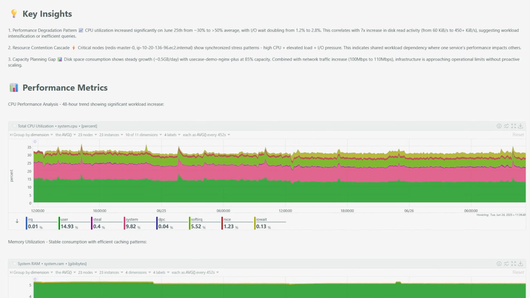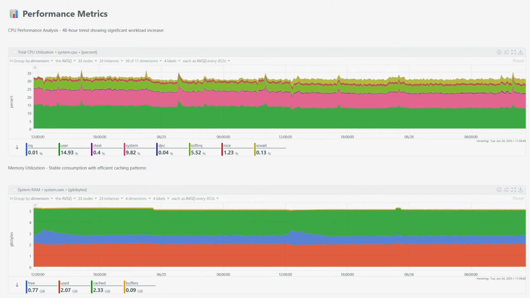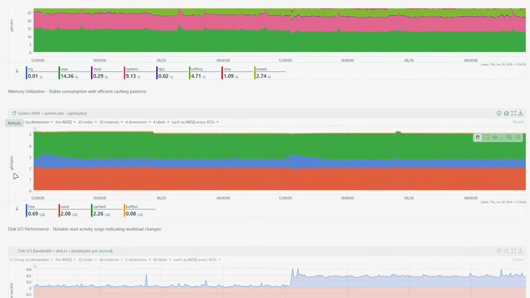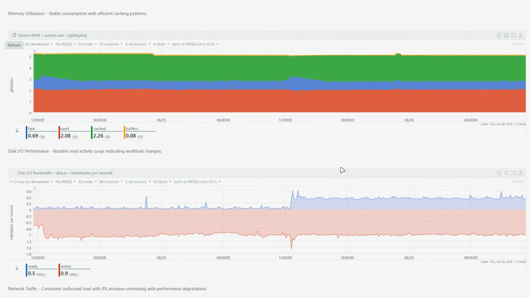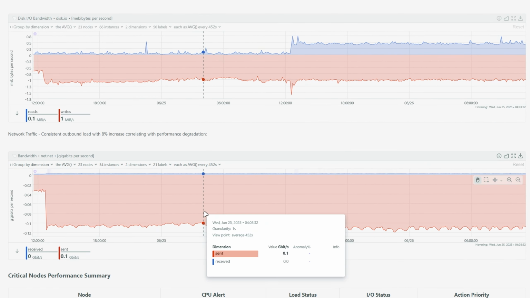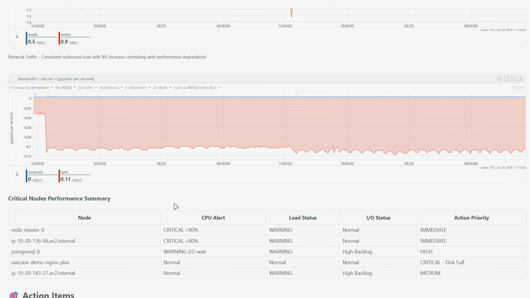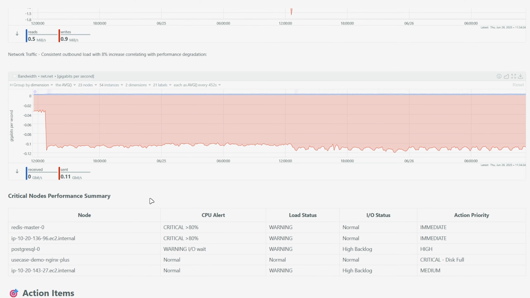We get some key insights on what happened through that time window, indicating that our CPU utilization increased significantly, and that we also have a capacity planning gap that we discovered in our previous report also in terms of disk space. We then get some performance metrics and we can visually see what happened through the last 48 hours. You can see an increase in disk I/O and an increase in outgoing network traffic, and then a performance summary of the critical nodes in our infrastructure.